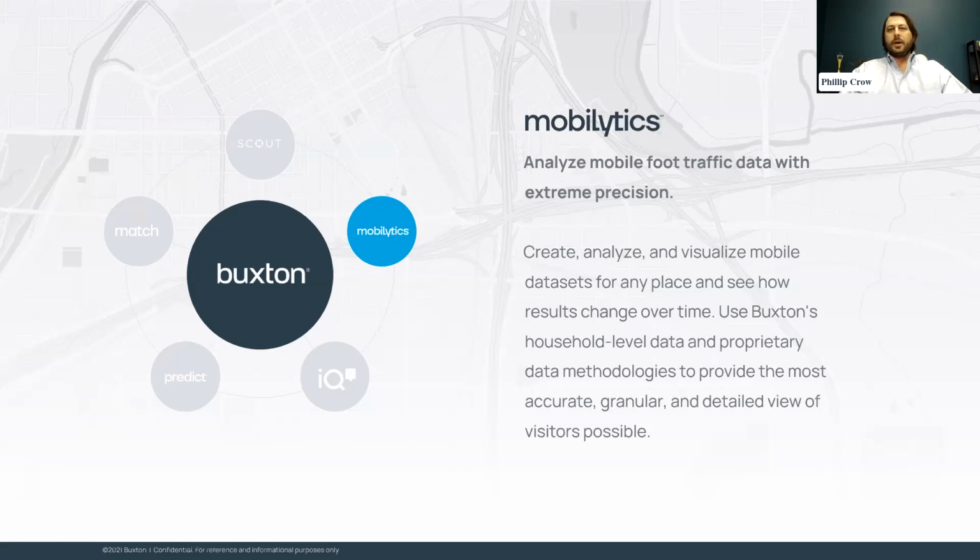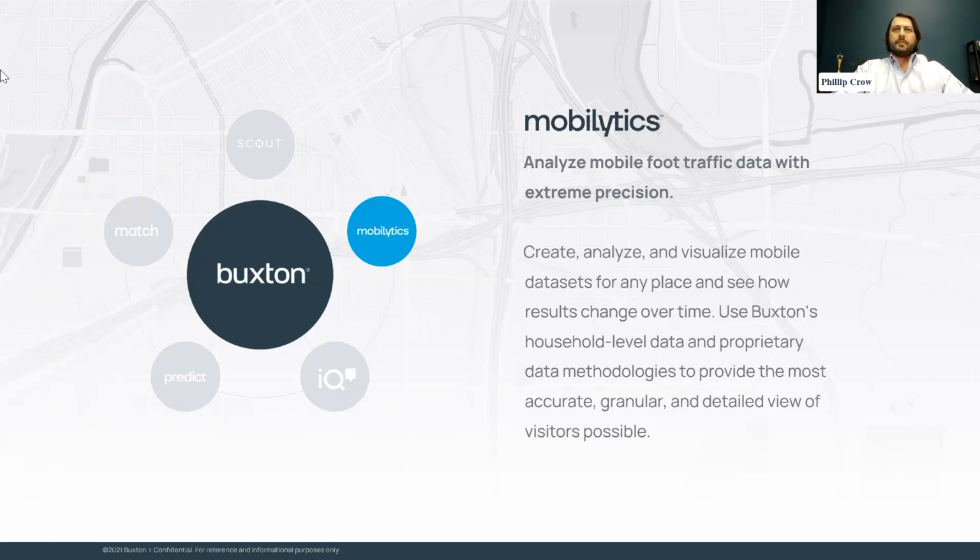Building on what I just talked about, that idea of identifying the who in the visitor traffic and in the data is really unique to Buxton. There are other platforms in the market today that don't really do that. We're the only ones that are actually appending data to the actual mobile device signals and doing so at a household level, which allows you to understand who those people are and then where others who look just like them live, work, and play within your markets of operation.